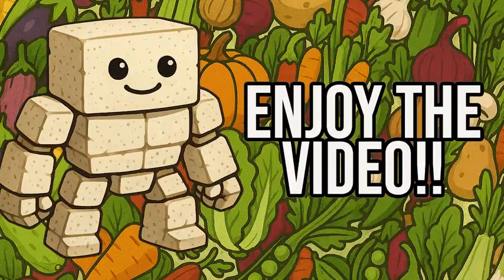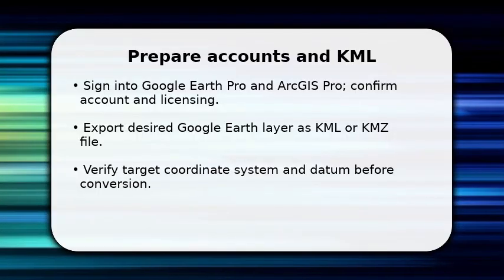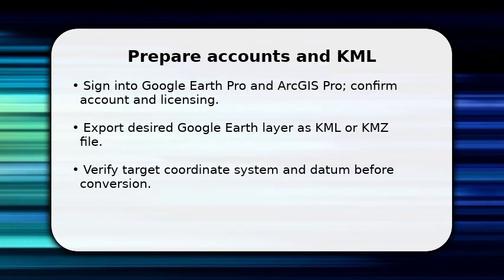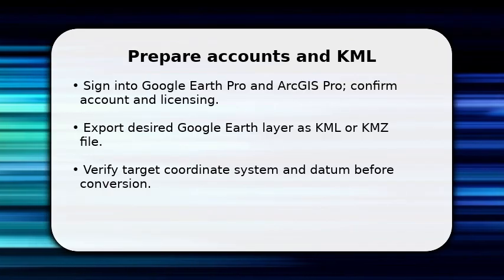Please enjoy the video. You start by preparing your data and accounts. Sign in to Google Earth Pro and ArcGIS Pro, then confirm matching coordinate systems. This avoids misaligned imagery. Next, export or identify the Google Earth KMZ/KML layer you want to bring into ArcGIS.